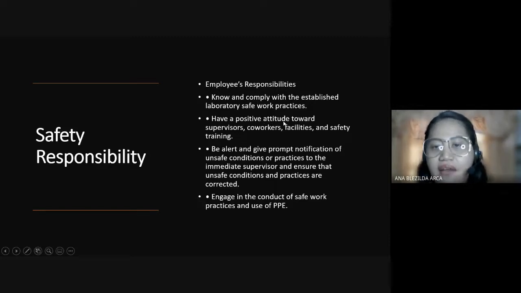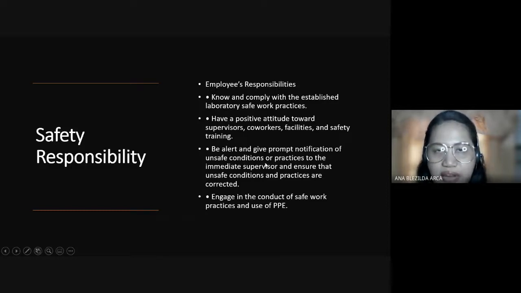'Di ba? Kaya, kapag ikaw, sinaway ka ng supervisor mo, dapat positive pa rin yung attitude mo. Hindi ka mag-attitude na, ayoko nga, di ba? Hindi ganon kasi hindi safe ang ginagawa mo. Okay? Another thing is that you must be alert and give prompt notification.